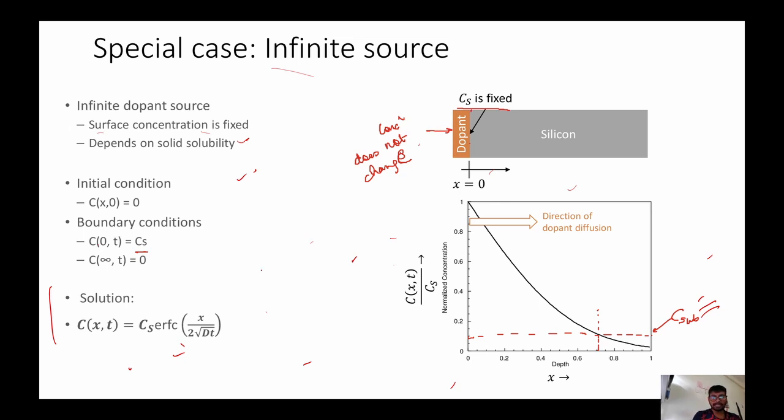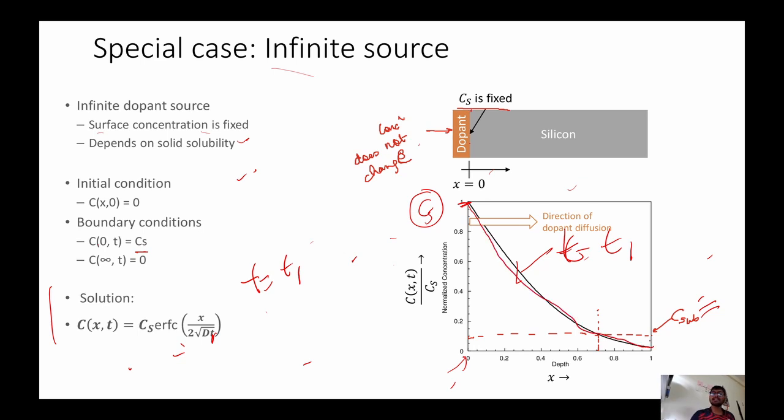for any time t equal to t1, this kind of graph you will get. This is the normalized one, so the maximum concentration at 0 can be Cs. Cs by Cs is equal to 1, and C of x,t by Cs is the normalized one, so the graph will look like this.